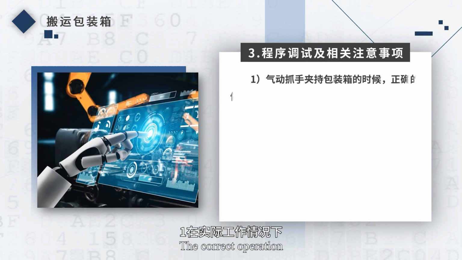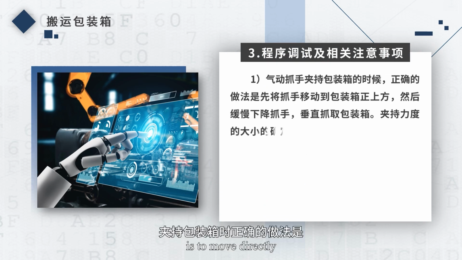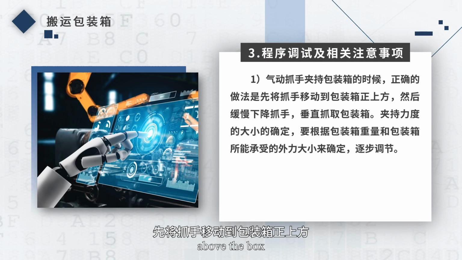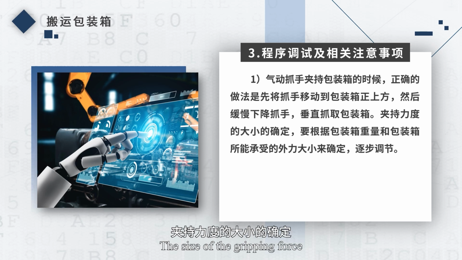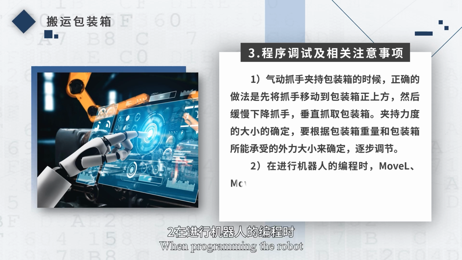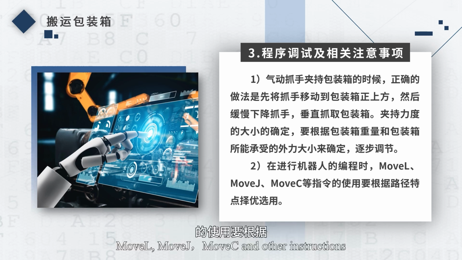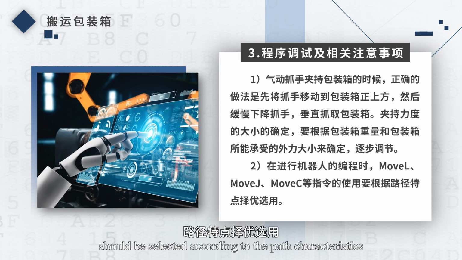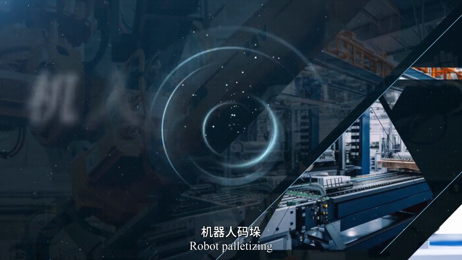Program debugging and related notes. The correct operation of the gripper is to move directly above the box and then slowly descend to grasp the box vertically. The size of the gripping force should be determined according to the weight of the box and the amount of external force based on need. When programming the robot, the use of MoveL, MoveJ, MoveC, and other instructions should be selected according to the path characteristics. Robot palletizing.